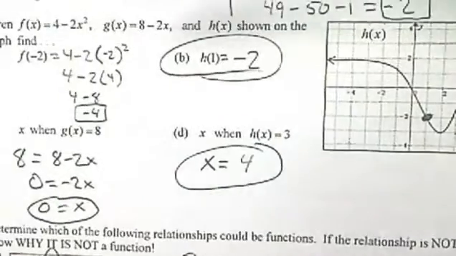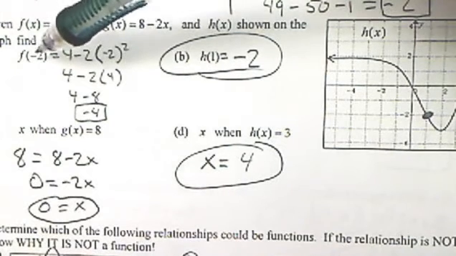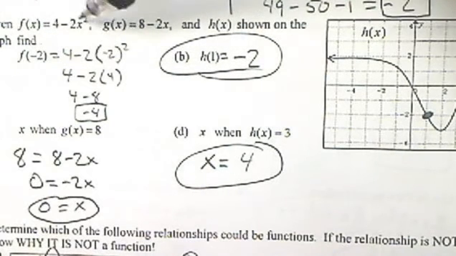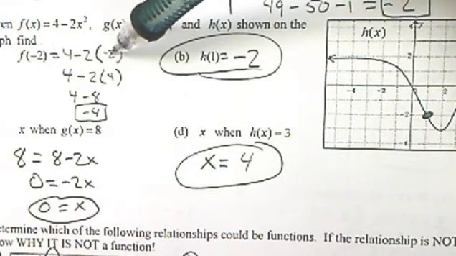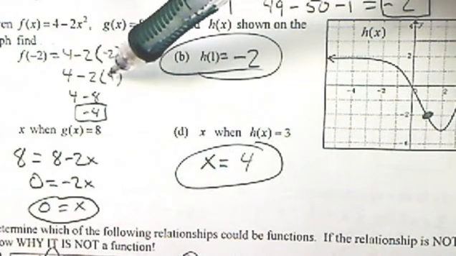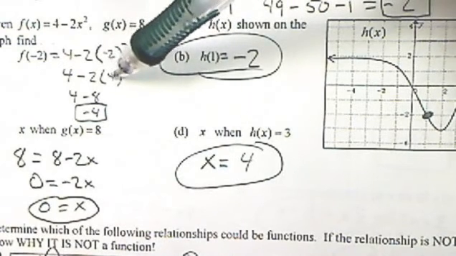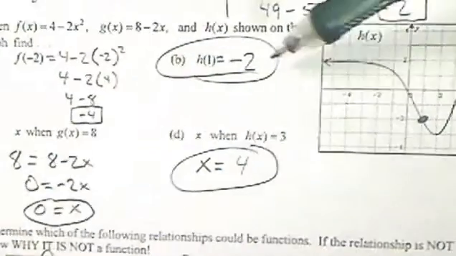And then f of negative 2 means you're plugging in negative 2 for the x. So you plug in negative 2. When I square negative 2, I get 4. Multiply before you subtract, so that's 8. And that's how I get negative 4.